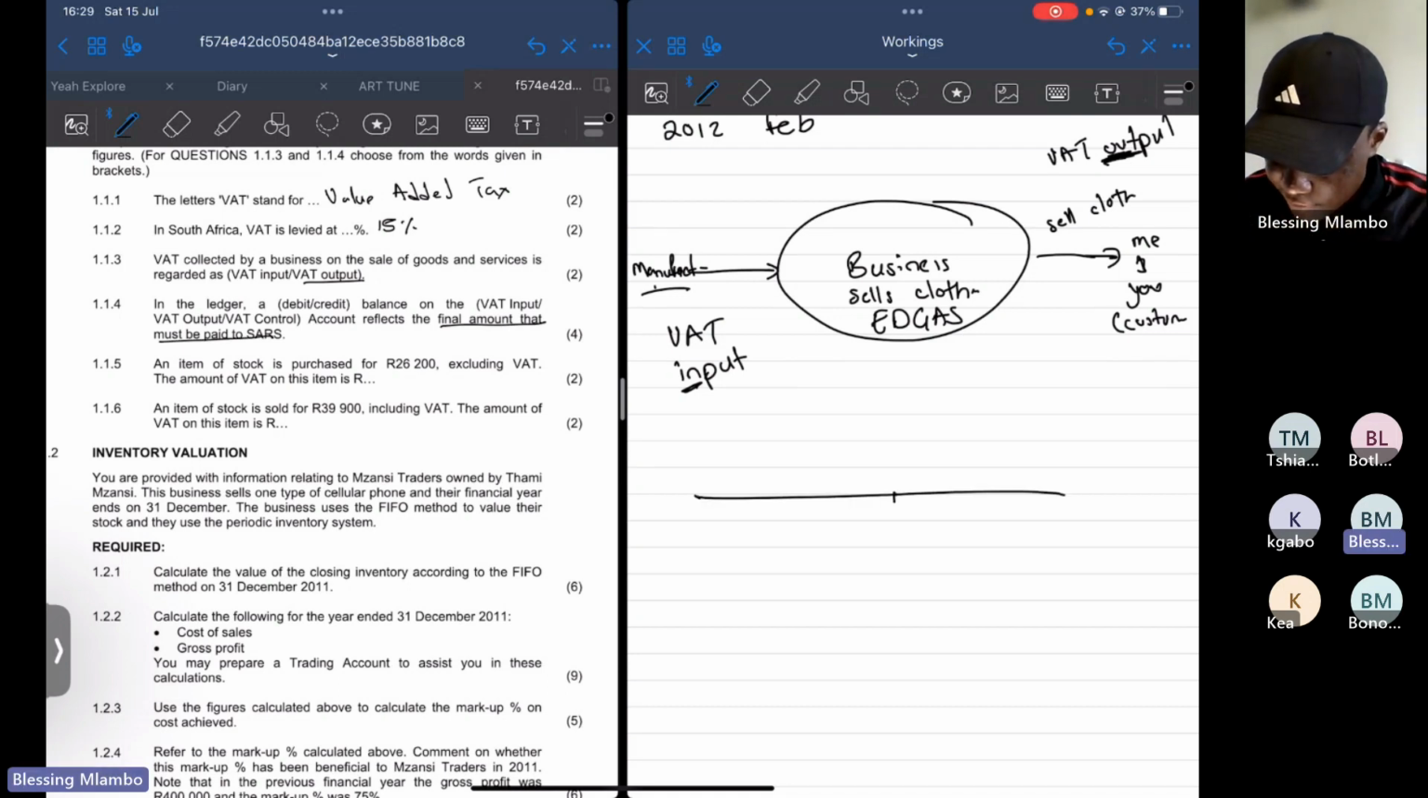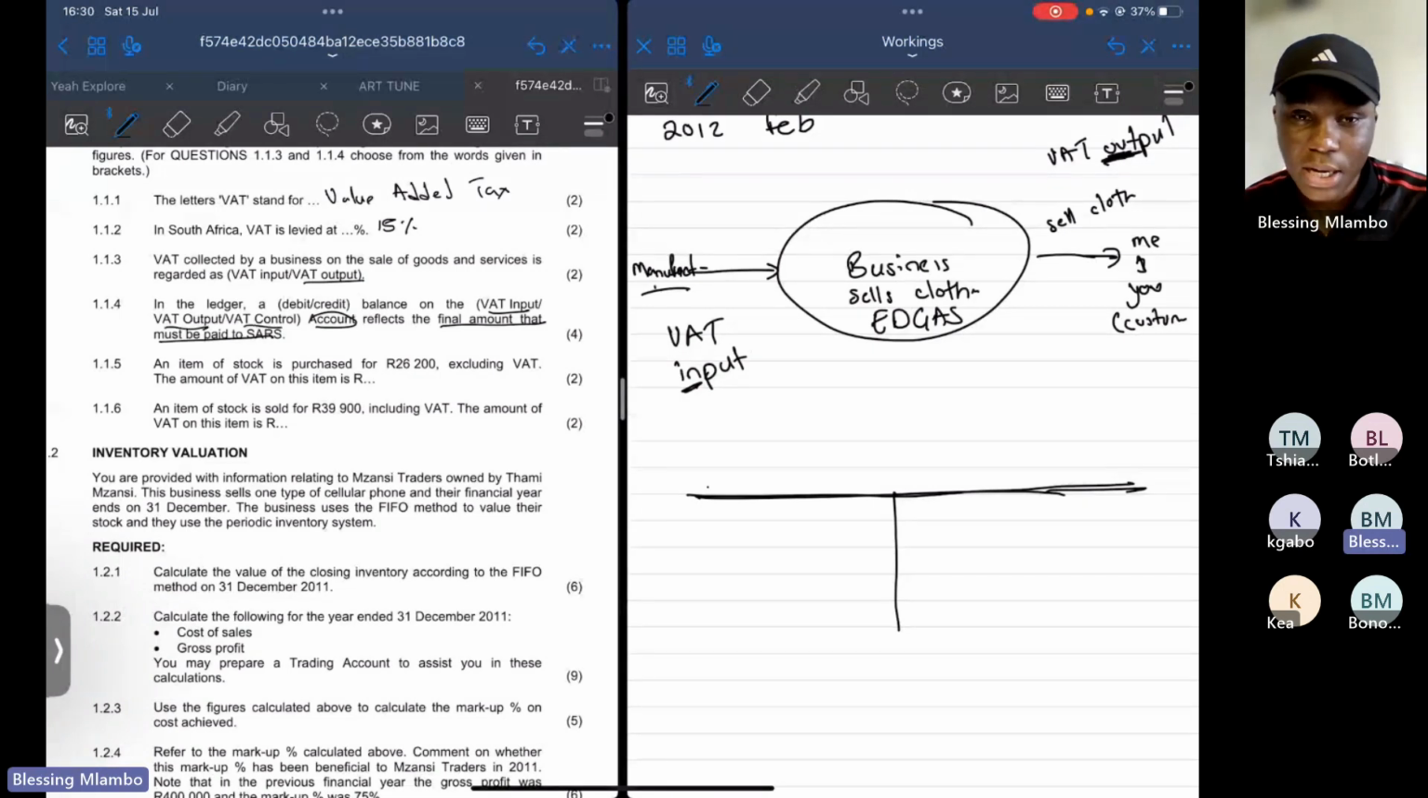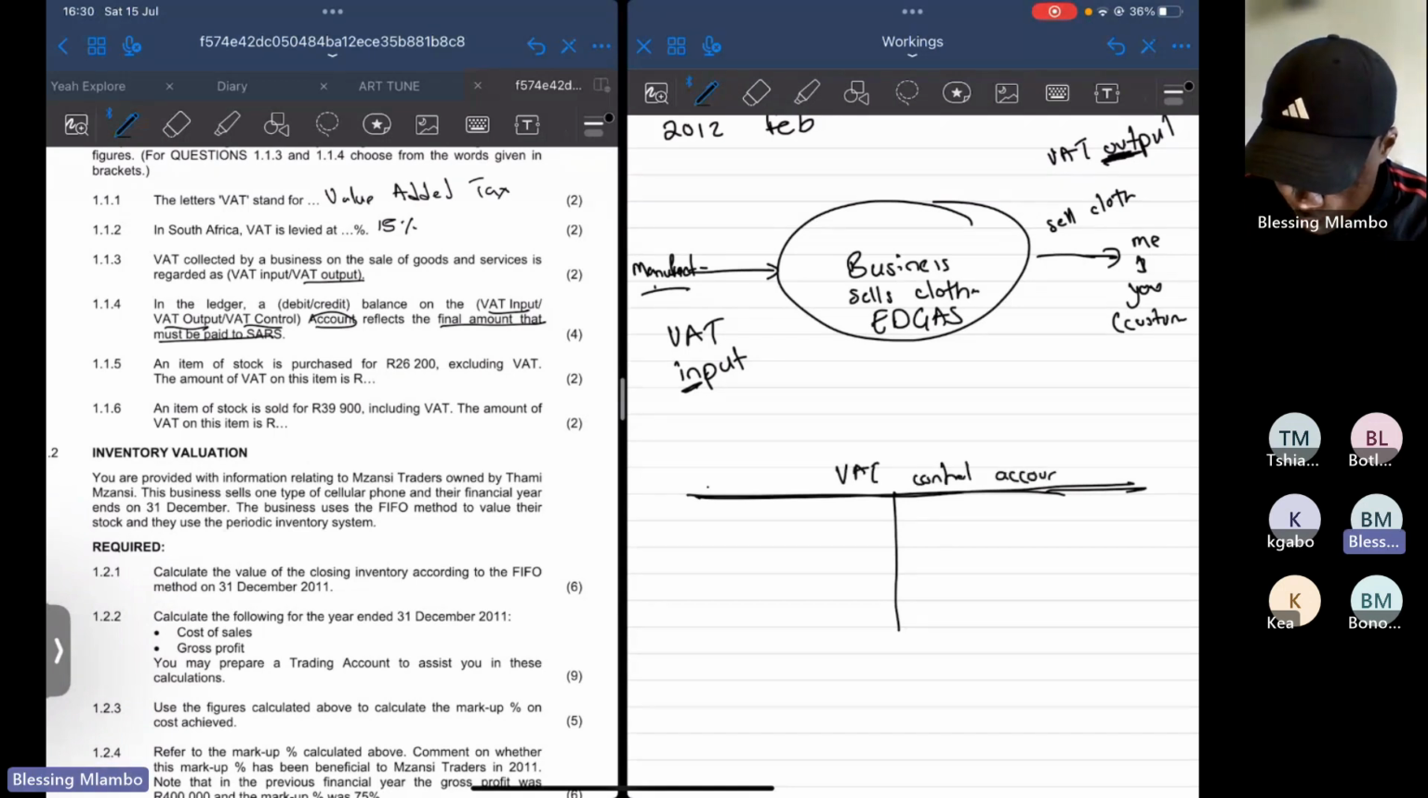So now they're talking about a certain account which deals with the amount that we must pay to SARS. So what do we call that amount? Let's start there. So in a ledger, a debit or credit balance on there, do we call it a VAT input account? Do we call it a VAT output account? Do we call it a VAT control account? So we call it a VAT control account. So we don't call it VAT input account. We don't call it VAT output account. We call it VAT control account.